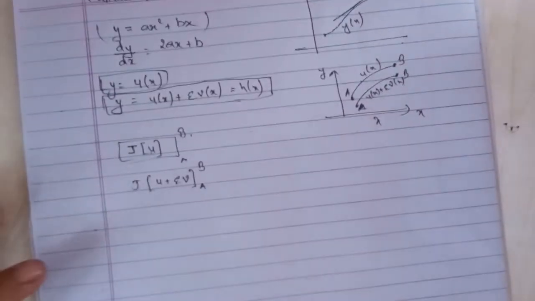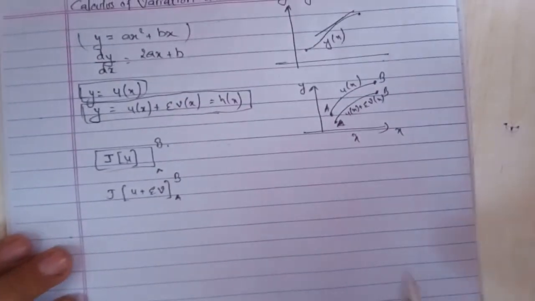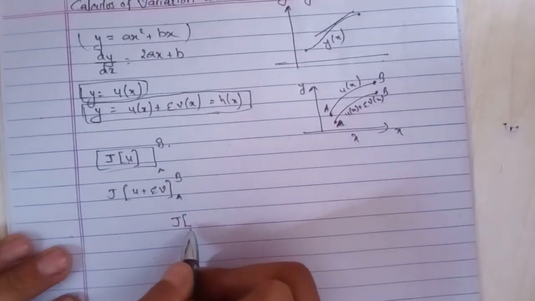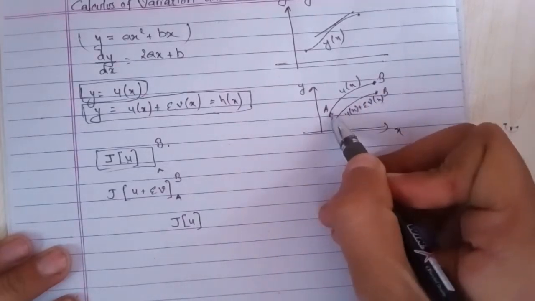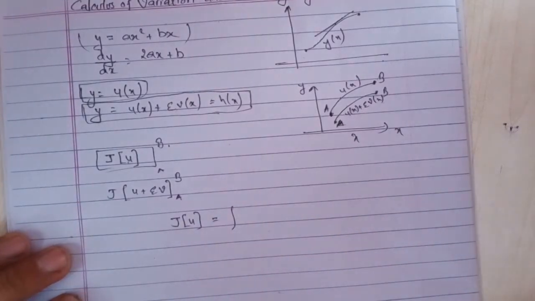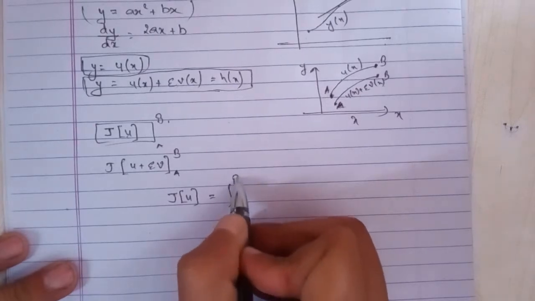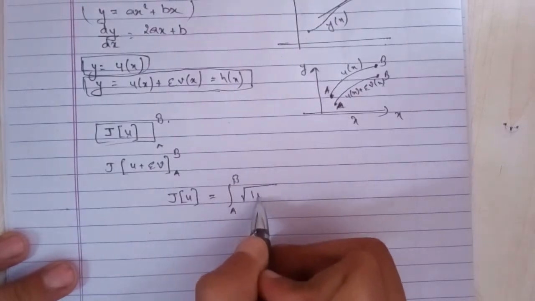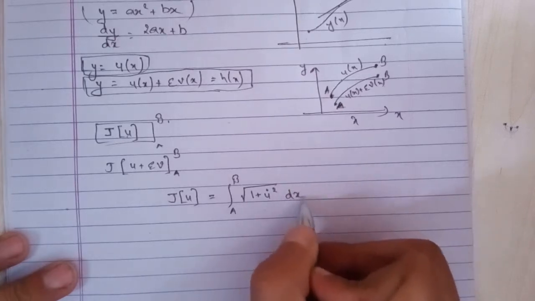So how we will do it? Let's say we define this functional as the length of this curve from a to b. How can we define it? We know from our previous experience and knowledge that from a to b, arc length is given by the integral of root under 1 plus u dot square dx.